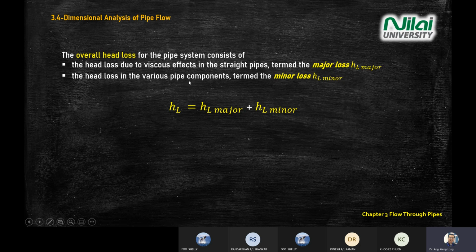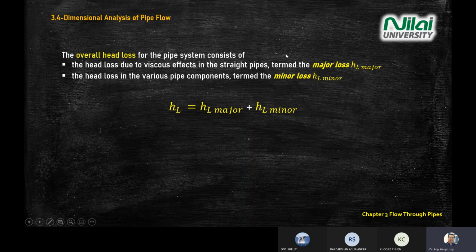components in a pipe, for example, the T junction, the 90-degree bend, anchor, and all this, right? So you need to calculate these two effects. Okay, so quite straightforward. So if you're asked to calculate the overall heat loss, make sure you calculate major loss and minor loss.